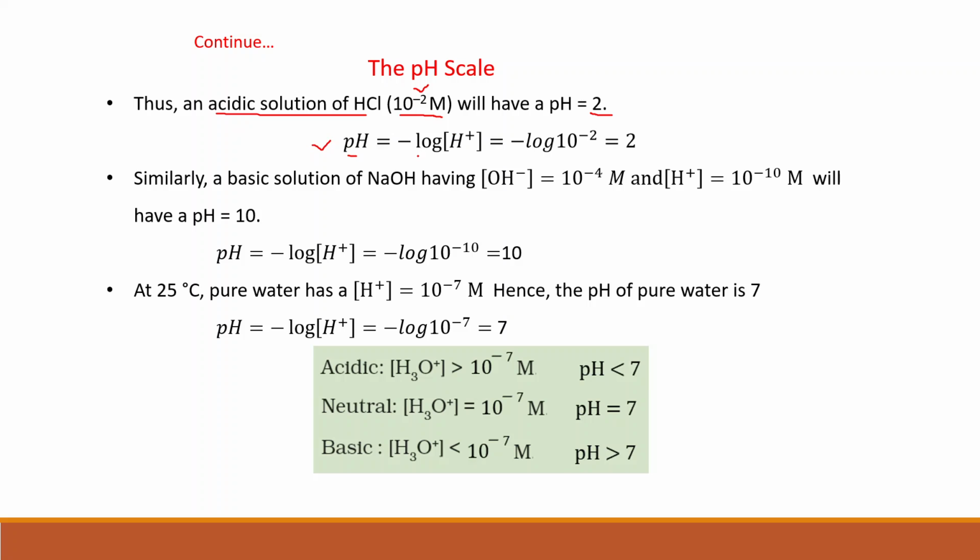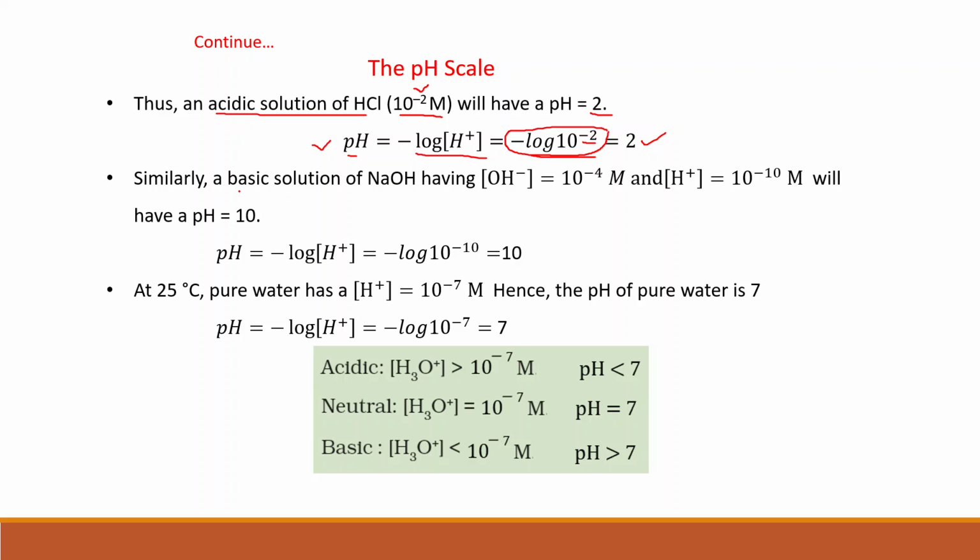pH is equal to minus log of hydrogen ion concentration, and this is equal to minus log of 10 to the power minus 2. I think you are familiar with how to solve logarithms. This power minus 2 will come before it, so this becomes plus 2, and log 10 is equal to 1, so we will get 2.